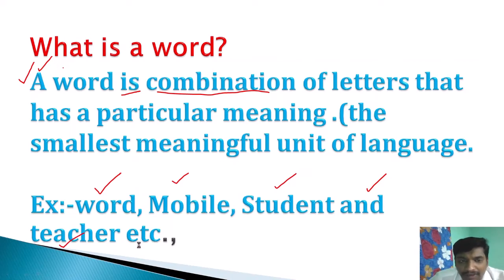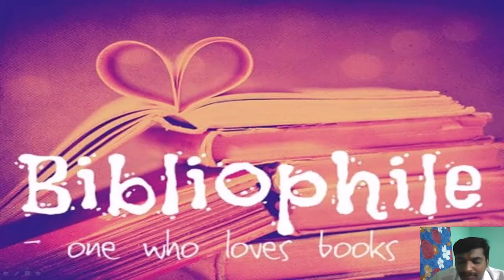Okay, before going to the next basic unit, just try to observe. I have given you one word, bibliophile, which means one who loves books. In fact, bibliophile is a combination of letters. This is a word. Here, meaning also, if you take one, this is a word. Who is a word. Loves is a word. Books is a word. Have you observed, dear students?